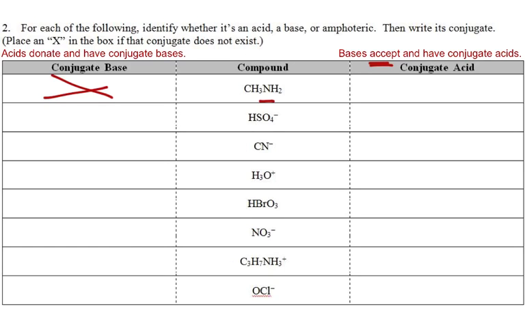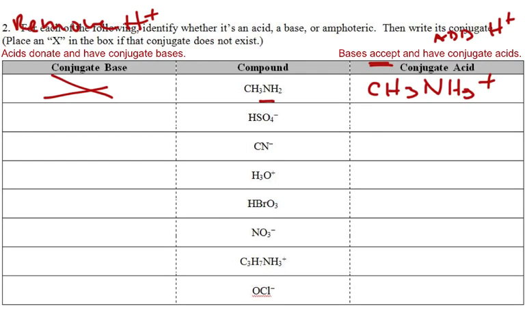So we just have to add H plus to the formula. And over here we're going to remove an H plus from the formula. So we would have CH3NH3 plus. So I've added an H and a plus, and it goes on the NH3 part.